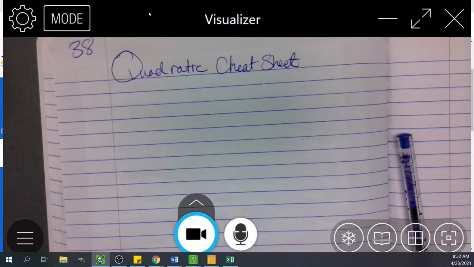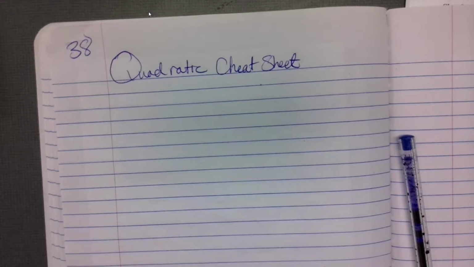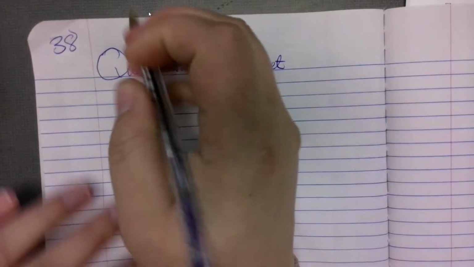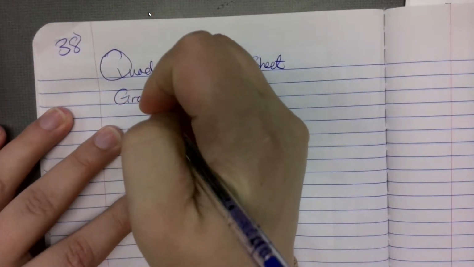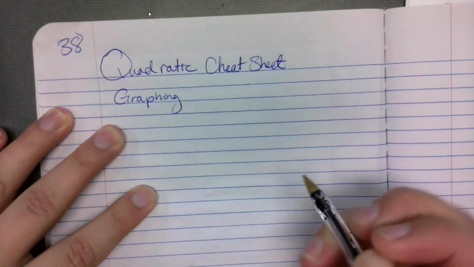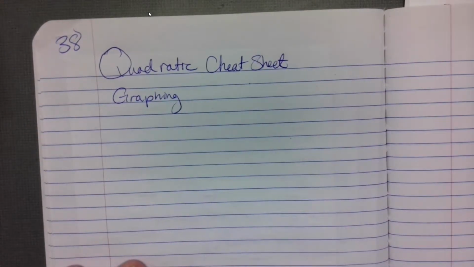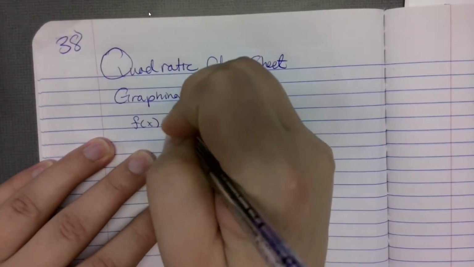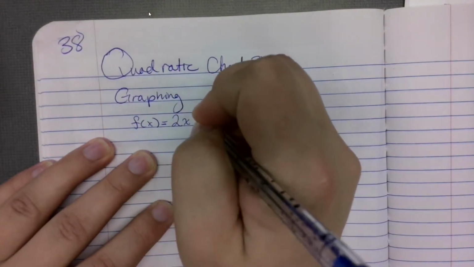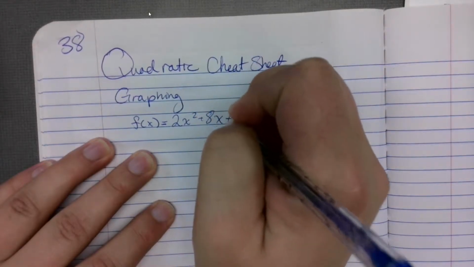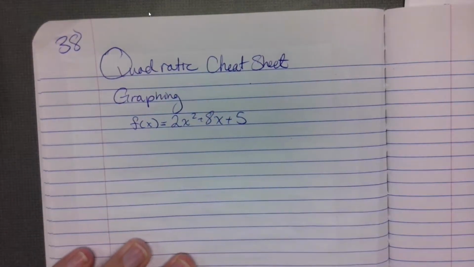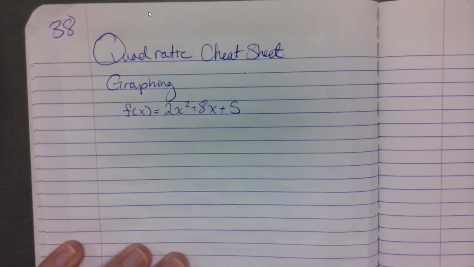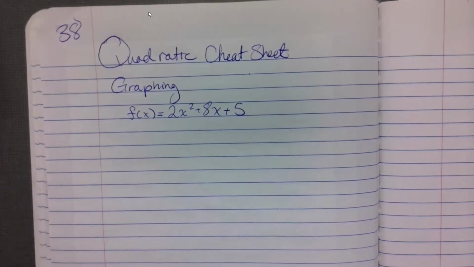Okay, so the first thing we're going to go over is graphing. If I have the equation, what's my first thing I need to graph? What's the first thing I need to find?